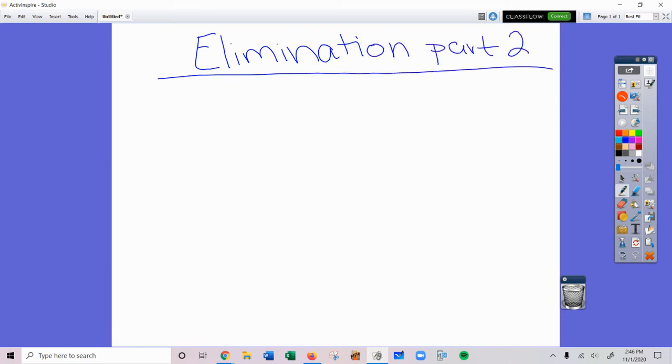So today we are going to take a deeper look at elimination. So we're still talking about elimination. Okay, very similar process to what we've been doing. But sometimes elimination won't work out as fancy and as nice and neat as it did when we looked at it previously.